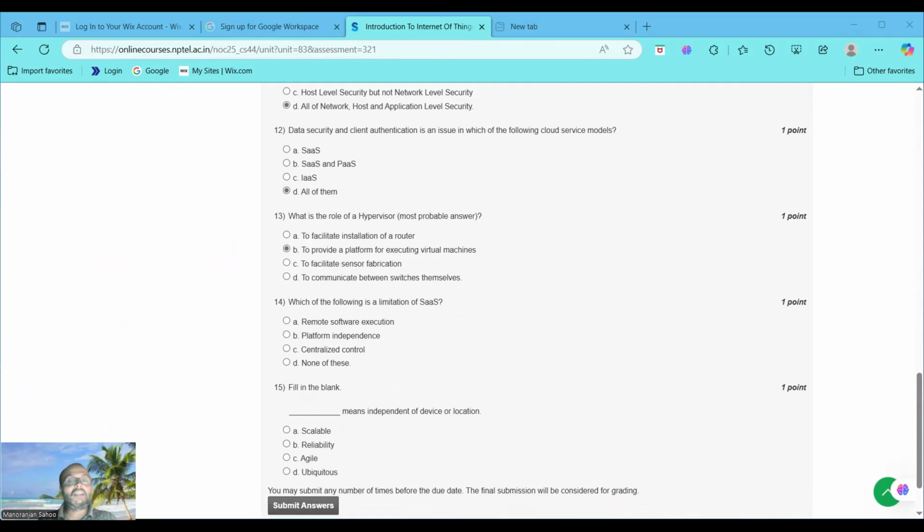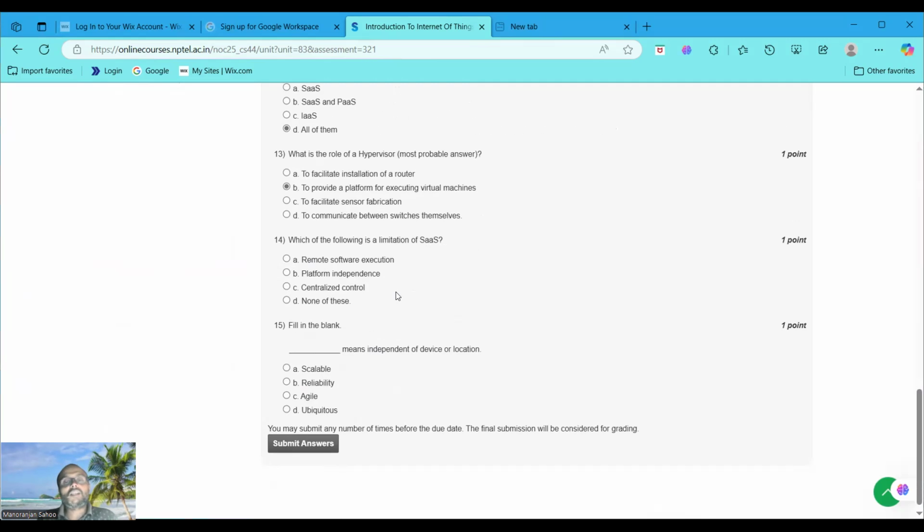Options A, B, C are incorrect because they are not related to hypervisor functions. So the hypervisor function means to provide a platform for running virtual machines. Okay, to provide platform for executing virtual machines. 13 option B. Moving to question number 14.